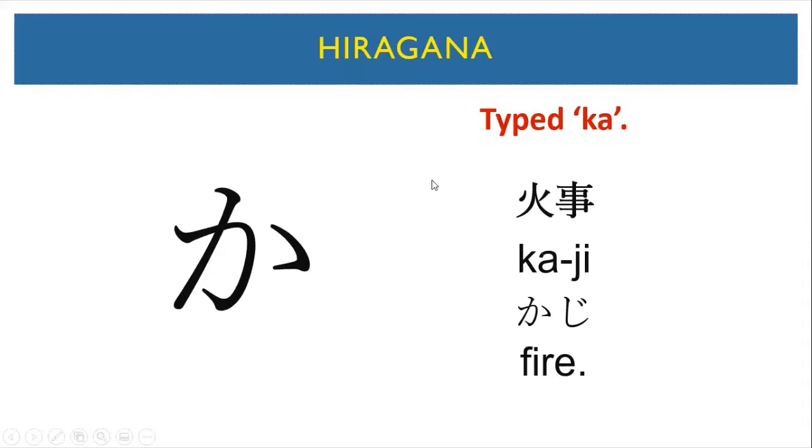When you type, you have to type Ka to get that character ka. And ka as in 火事、kaji. Kaji means fire. Okay. Kaji means fire.